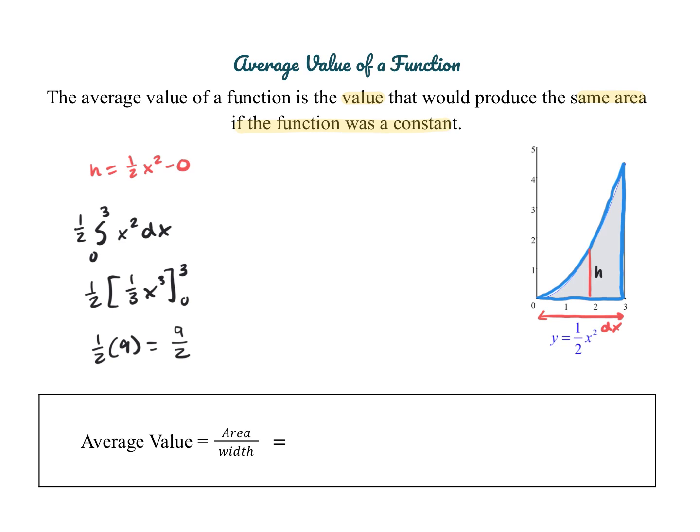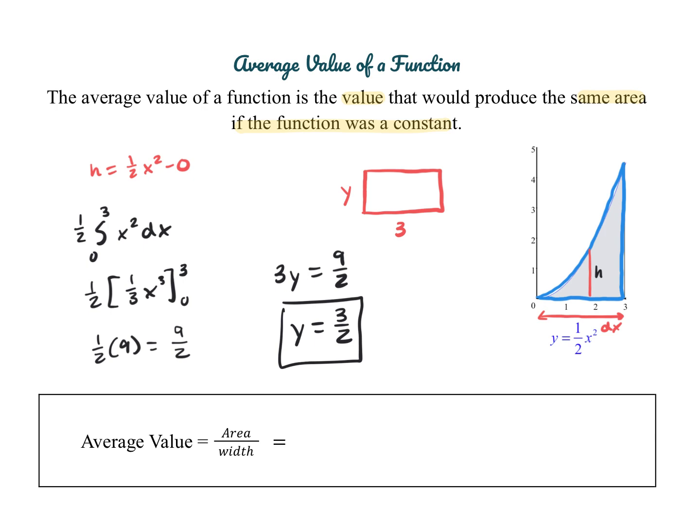But we're wondering what y value, or what height, would give us the same area of 9 over 2, if rather than being this quadratic function, it was just a constant function. So I'm working with the same width as my base, so it's still going to be from 0 to 3. But I'm wondering what height, we'll call this y, would produce the same area, which is 9 over 2, if it were constant. So I'm essentially saying, when is 3y equal to 9 halves? So then that's when y is 3 over 2.